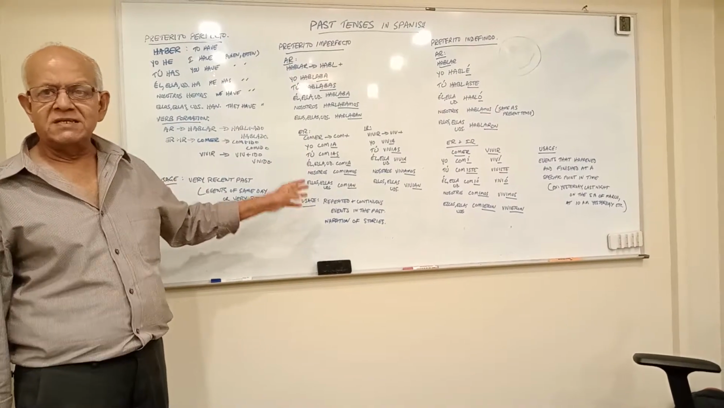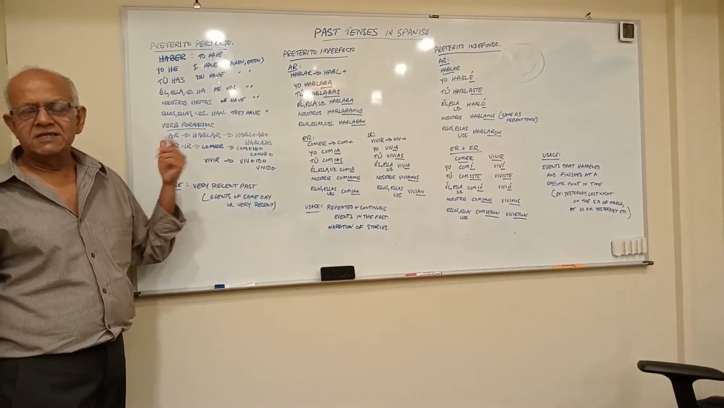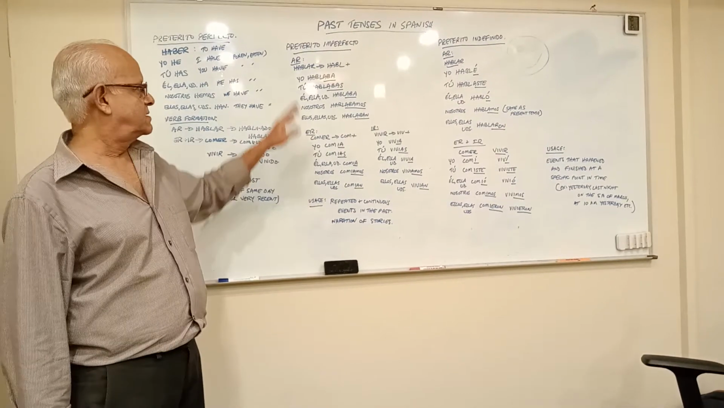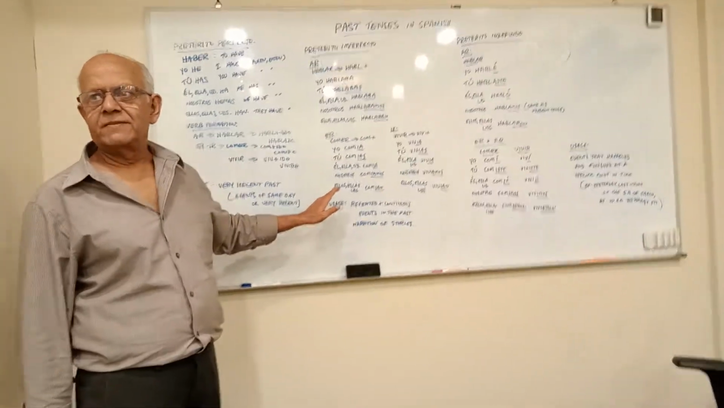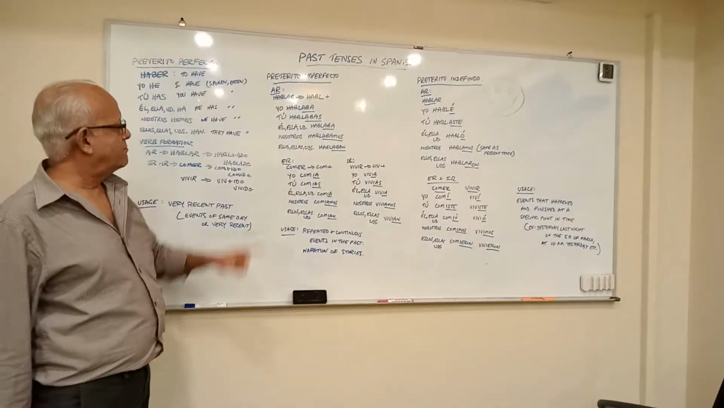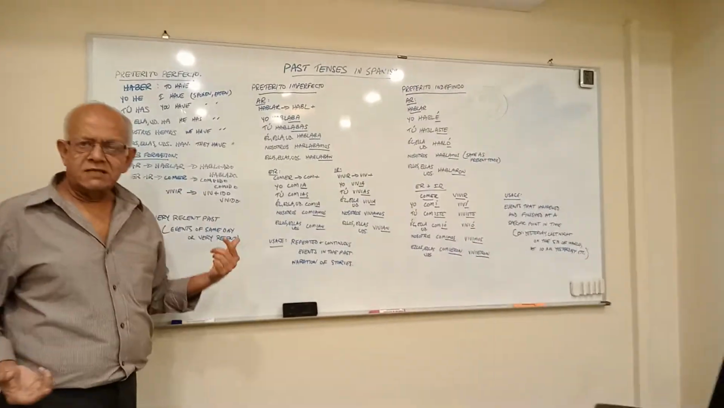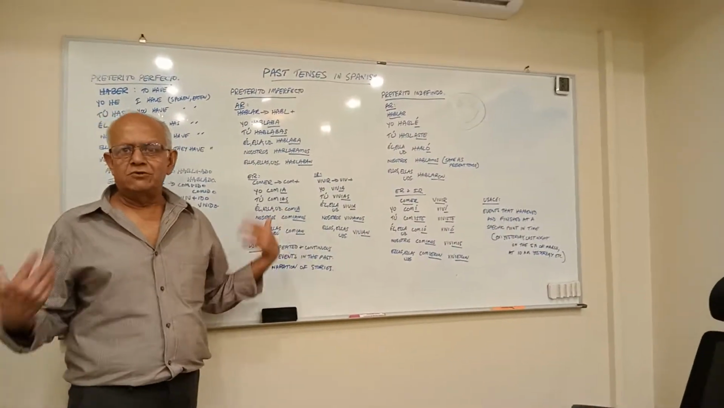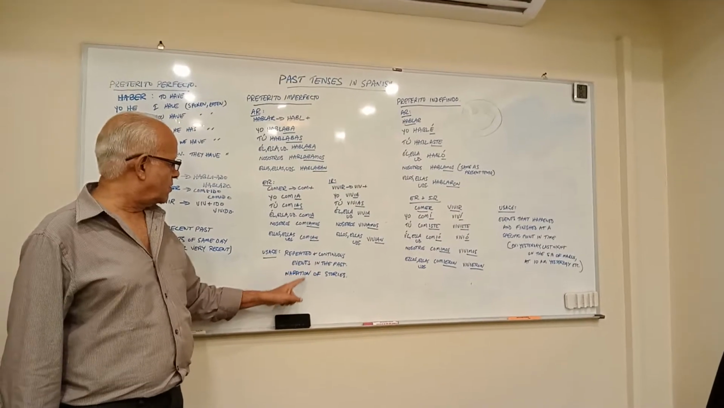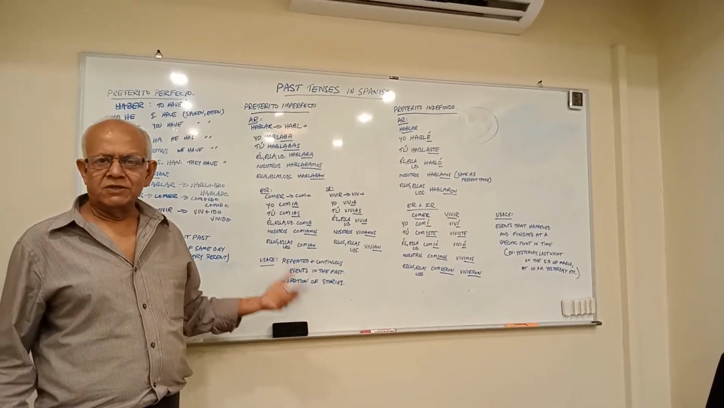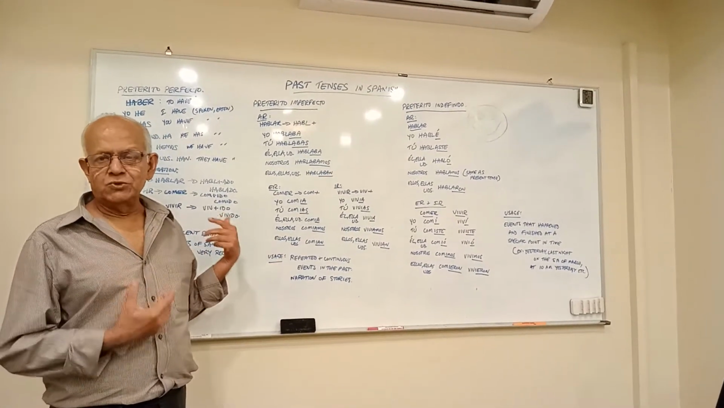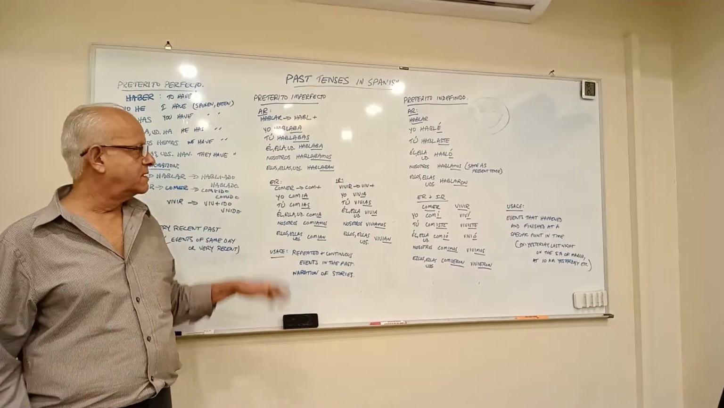Now these events didn't have a termination. These are events that used to continually take place. So the imperfecto is used to narrate events that repeatedly took place in the past. Okay, or when we are narrating stories or telling events that used to happen and they didn't have an ending.